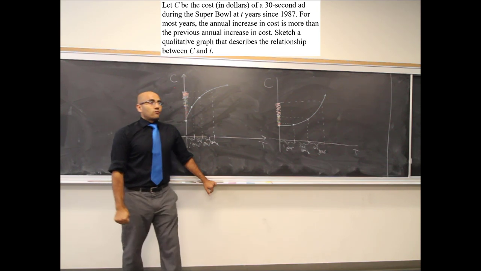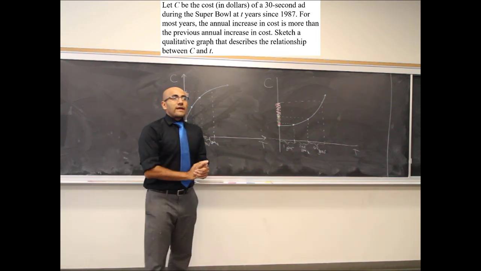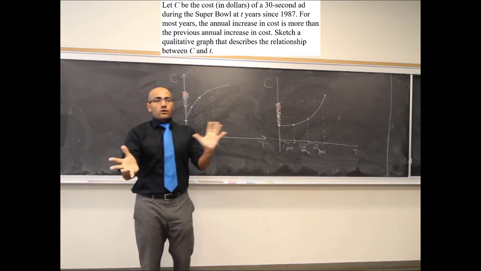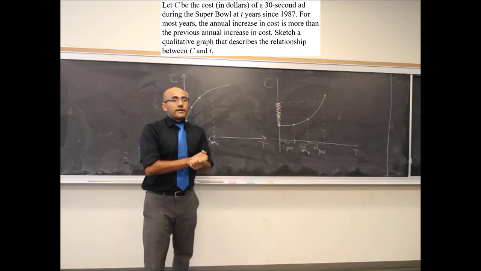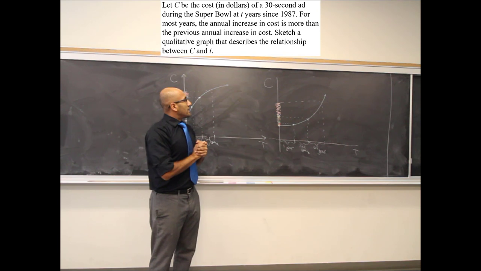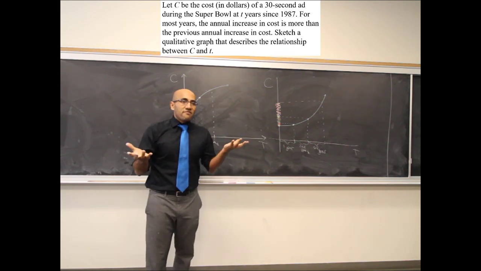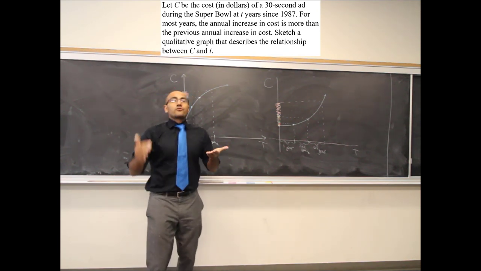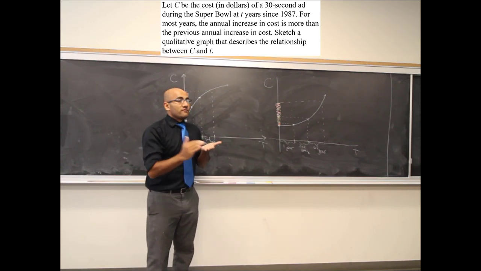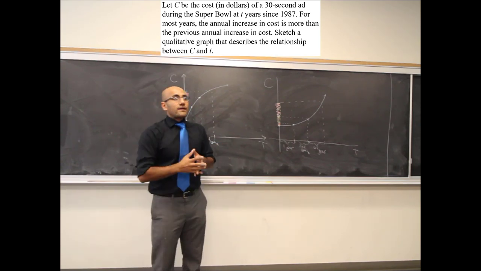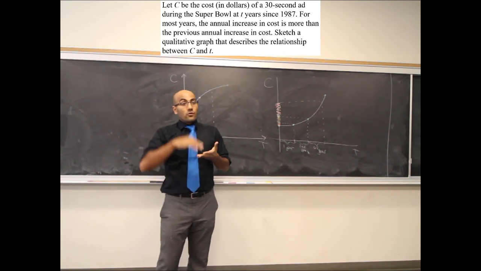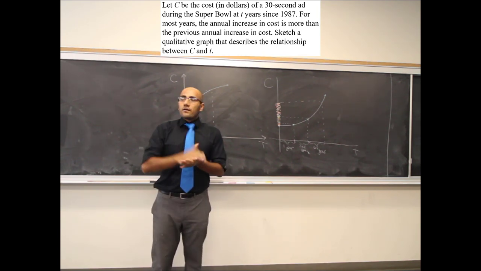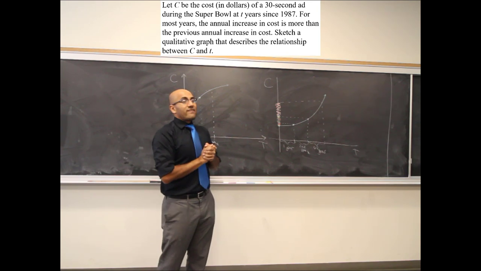Think about rent money, right? Let's say your rent is $1,000, just a nice round number. That was your first year's rent. Then the next year the landlord says rent's going to go up by $50. So now your new rent is $1,050. And then the year after that, they say rent's going to go up by $300. Whoa, that's a big increase. And then the next year, it's going to go up by $500.